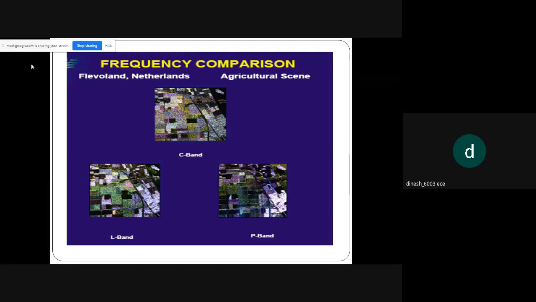The picture was taken by a radar satellite in L band region, C band region, and P band region. So the C band you can see at the top, L band on the left side, same region, and P band on the right side.